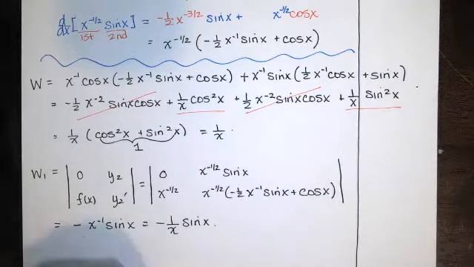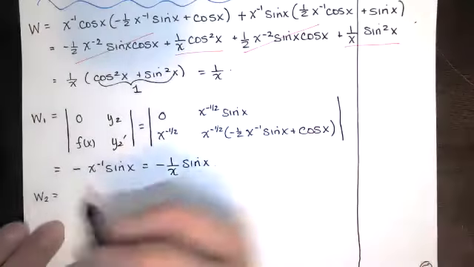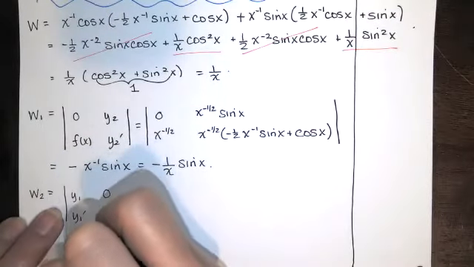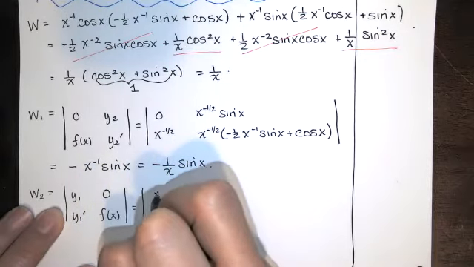Very nice. Okay, W2 looks very similar, but you leave the first column alone, and you replace the second column with 0 and f of x. So our first column was this.